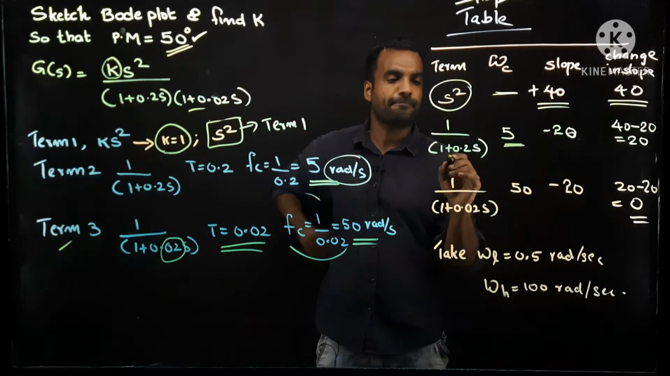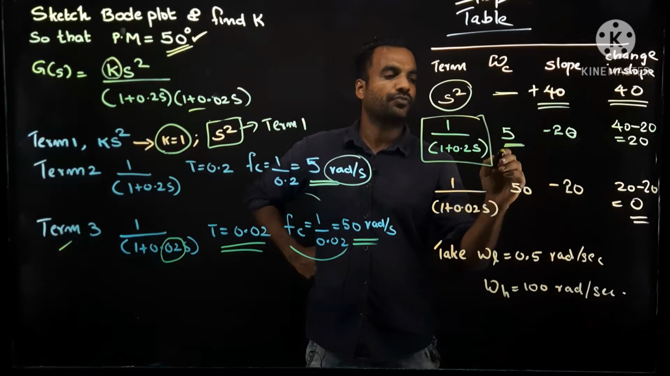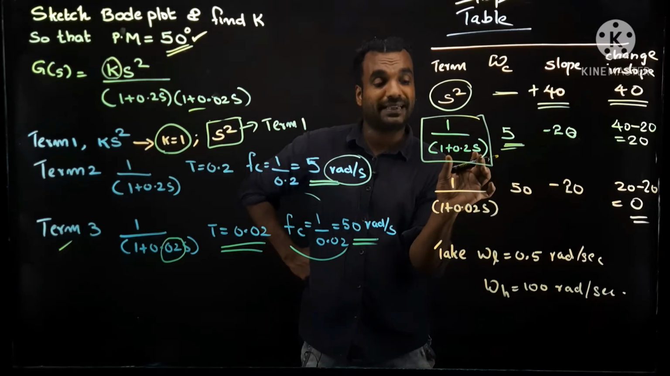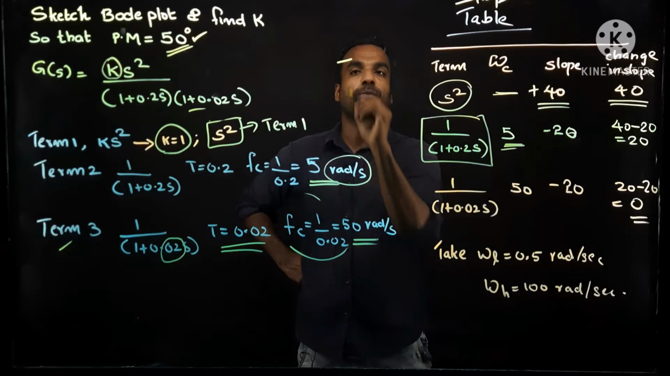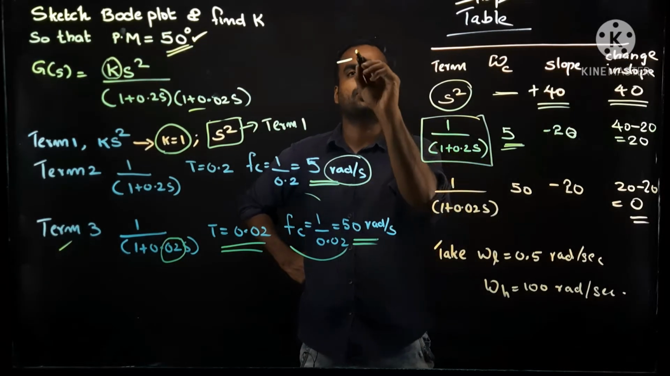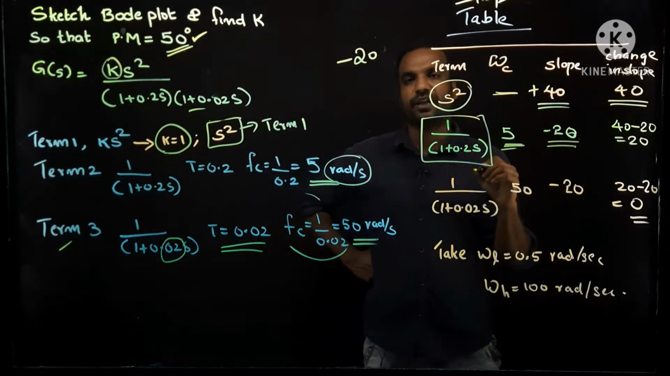Then this is the second term, and this corner frequency is 5, and this term is a pole, 1 plus s t, pole in the denominator. As it is in the denominator, the slope will be minus, and there is a first order, only one s term is there, so its slope will be minus 20. So the slope of the individual term is minus 20.